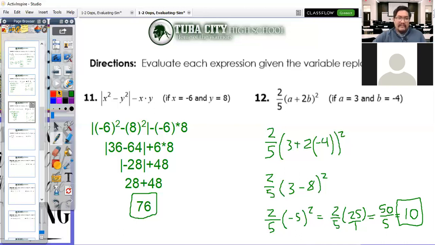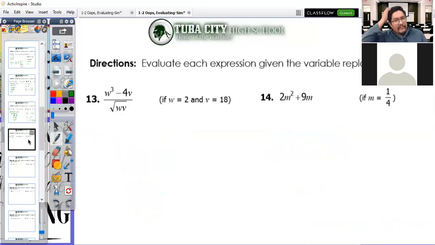Again, a lot of steps, but that's pretty much the only thing that you have to worry about. I don't think these are particularly difficult, but it's just kind of a lot of steps on some of these, and you got to make sure you do the proper amount of steps each time.